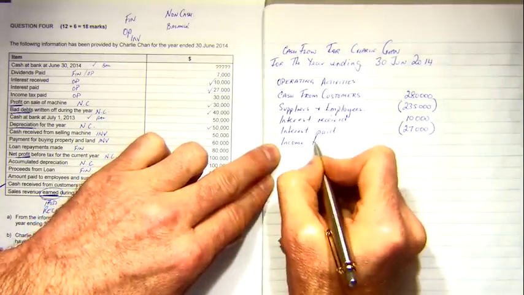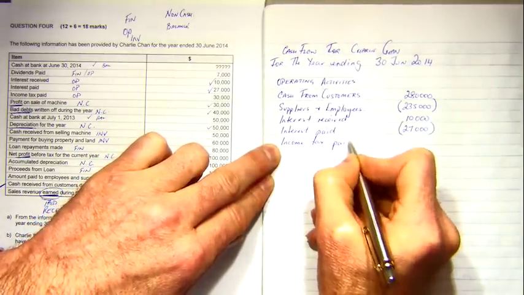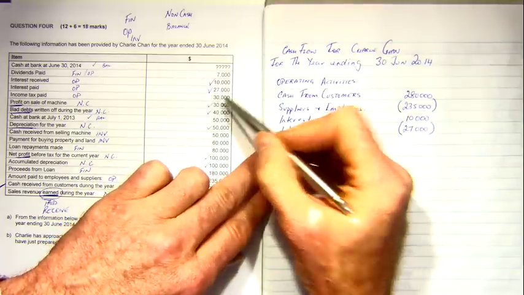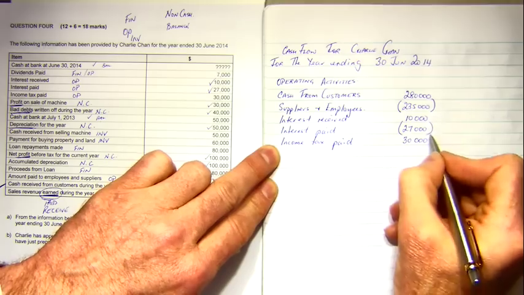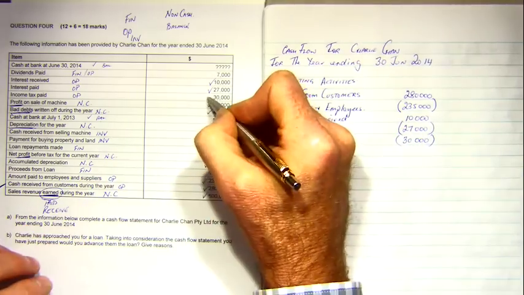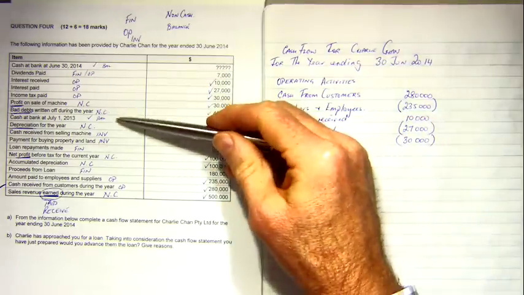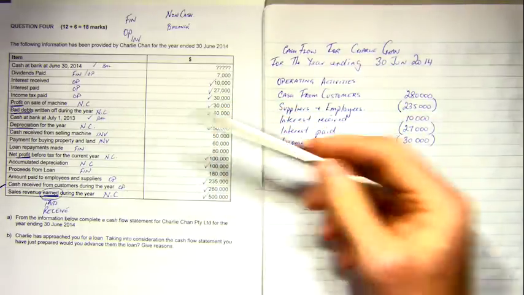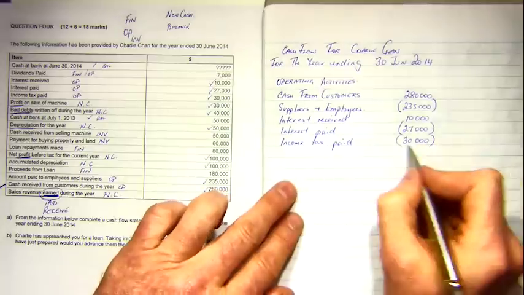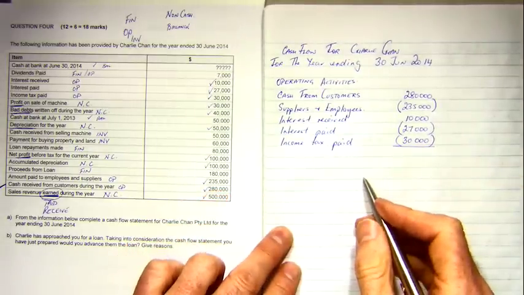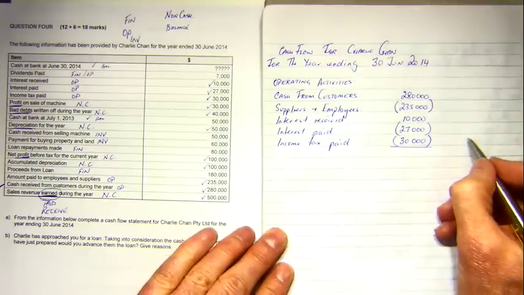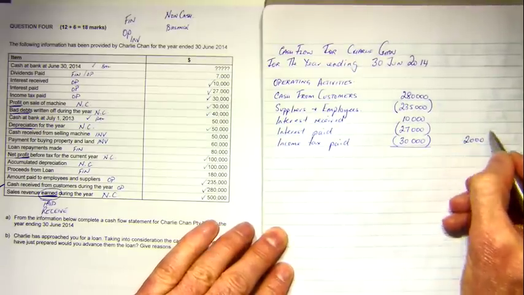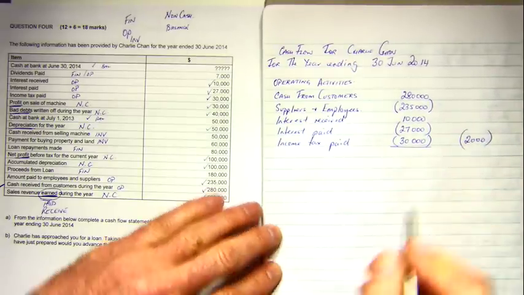Income tax paid, 30,000. And it's paid again, so it's bracketed. Any others? Amounts paid, yep, I've got those two. All right. So who's fast on a calculator for me? Negative 2,000 cash flow outflow.